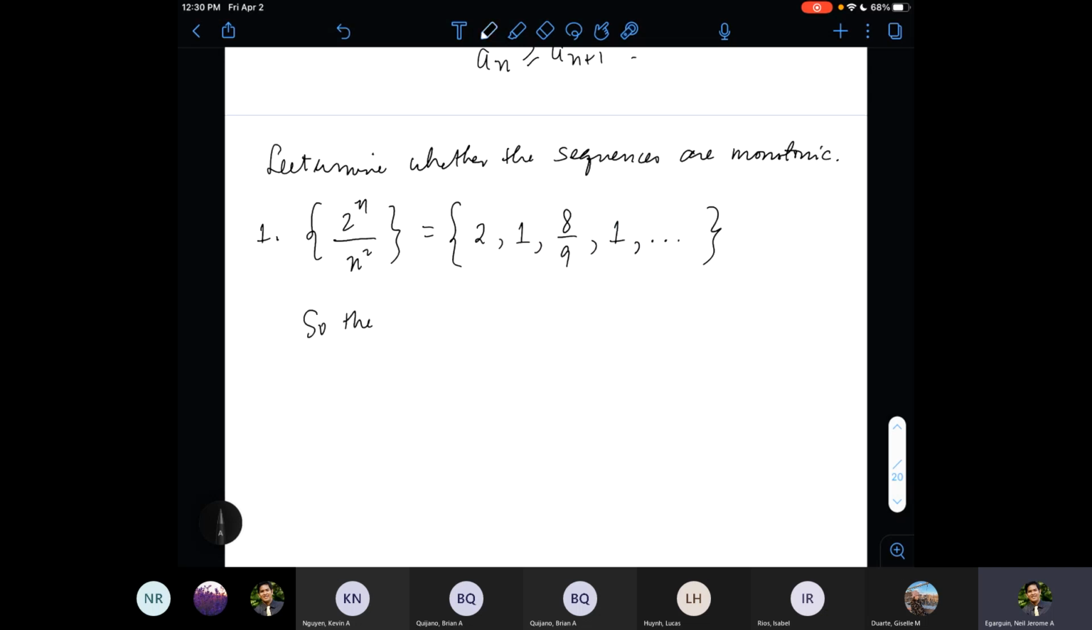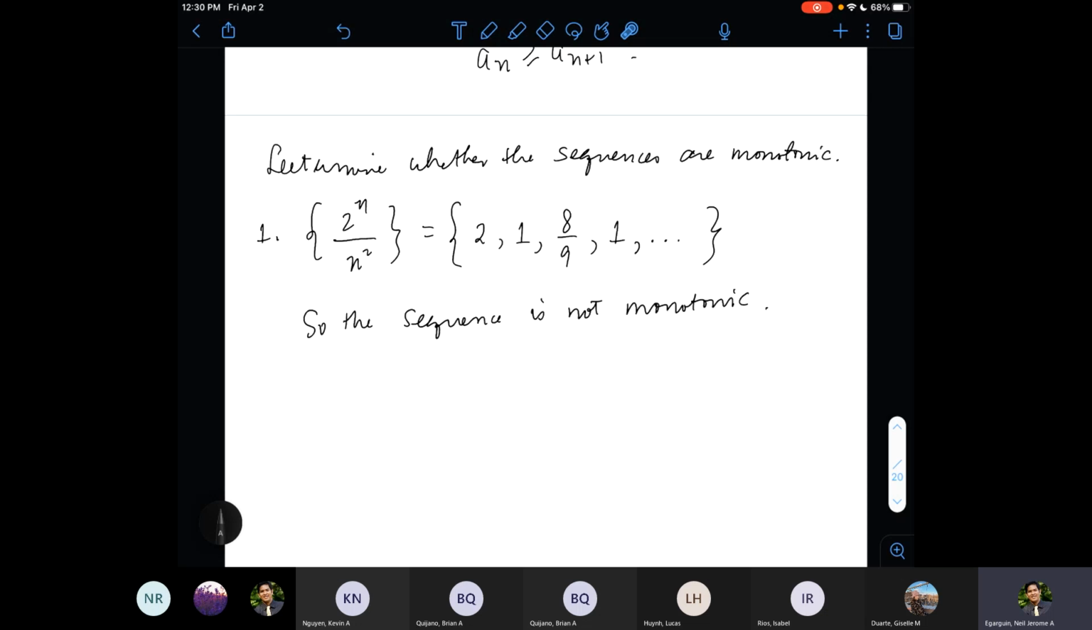So the sequence is not monotonic because it doesn't have a single behavior, either increasing or decreasing all throughout. And hence the term monotonic. It's mono, so that means it should have a single behavior. But here we have seen that sometimes it was increasing, sometimes it is decreasing. So it's not monotonic. All right.